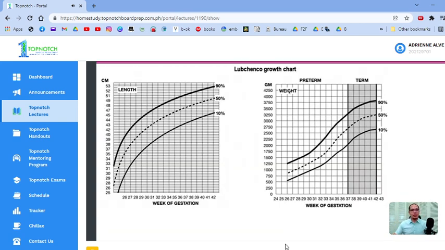So for example, yung weight, guys, this is used to know if your patient is AGA, SGA, or LGA. So pagpasok siya dito sa 90 to 10, that's AGA. Dito sa baba ng 10, small for gestational age. Beyond this, it's large for gestational age.